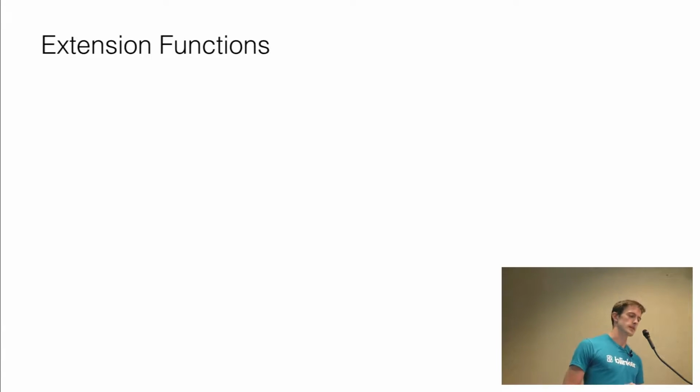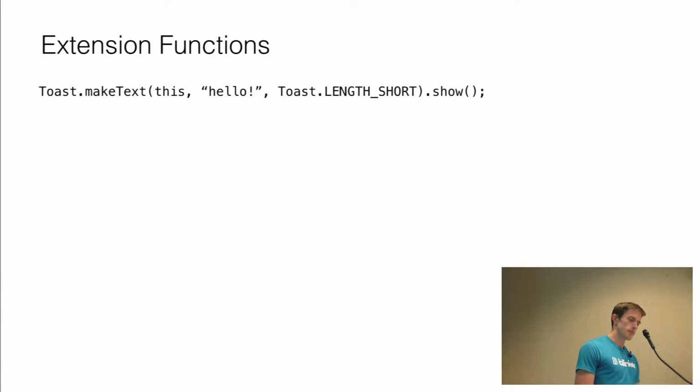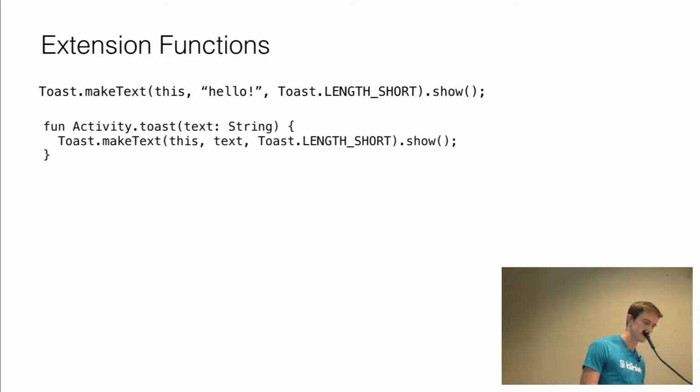Now extension functions is where Kotlin gets really interesting, and we're actually adding some pretty cool new features that Java doesn't have. So as an example, let's take a look at toast. If we say toast.makeText, we'll toast a hello, we have to write all this out. And I don't know about you guys, but sometimes I will forget to put .show and I will wonder why it's not working. So let's see if we can fix that.